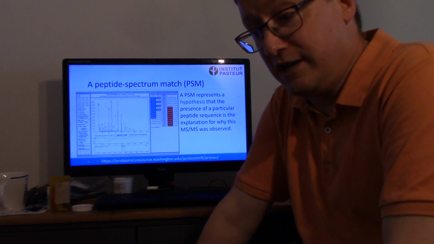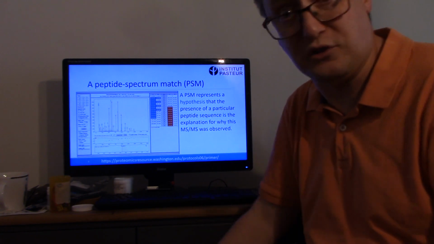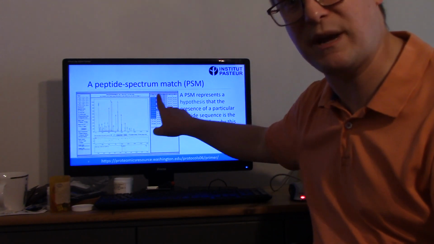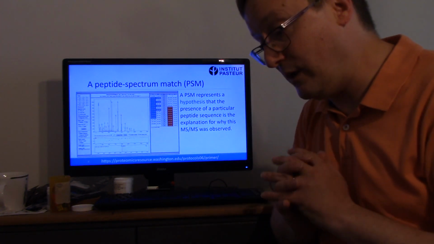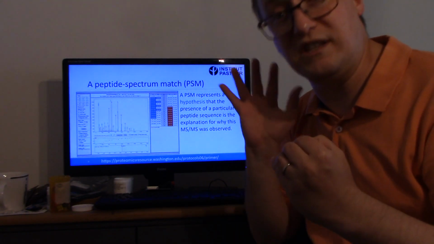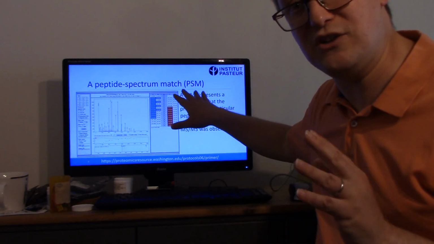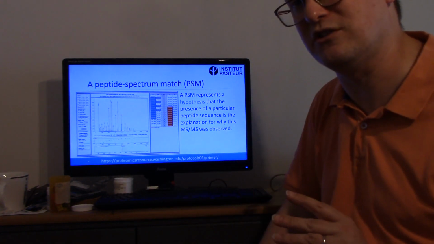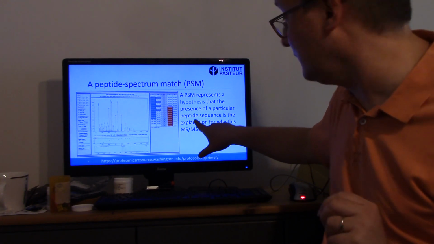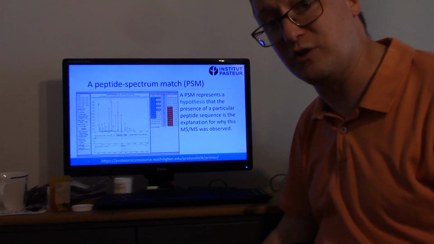A very important concept that you really need in order to understand a lot of proteomics literature and research talks is what a PSM is. This is a peptide spectrum match. In this case, we have a pairing of a particular peptide sequence with the tandem mass spectrum that we believe represents it. It's important to imagine these peptide spectrum matches as hypotheses. It's a hypothesis that the presence of a particular peptide sequence in your mixture is the explanation for why this tandem mass spectrum was observed.